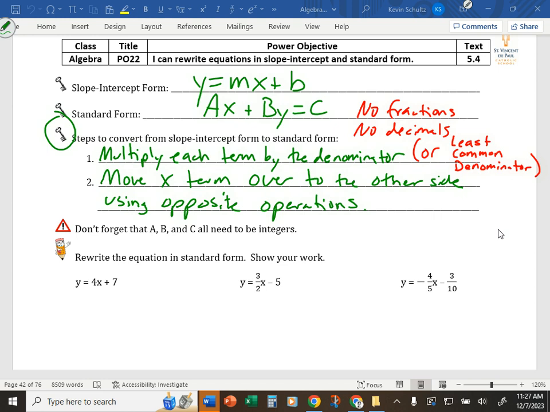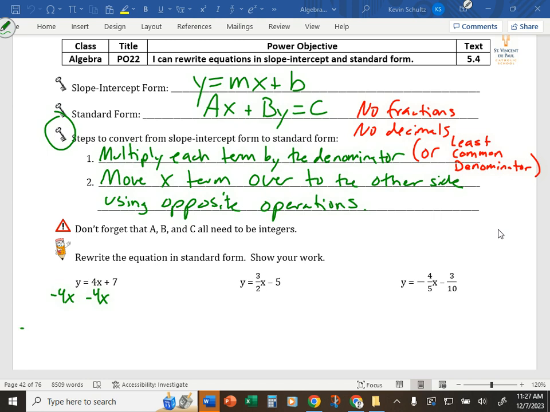We say move the x term over to the other side using opposite operations. The x term is a positive 4x. What's the opposite of positive 4x? Negative 4x, right? So we're going to subtract 4x from both sides here. And the reason why I didn't write my minus 4x right beneath the y is because notice in standard form, x and y are separate terms, right? We can't combine them. One has an x variable, the other has a y variable. They're non-combinable. We have to keep them separate.